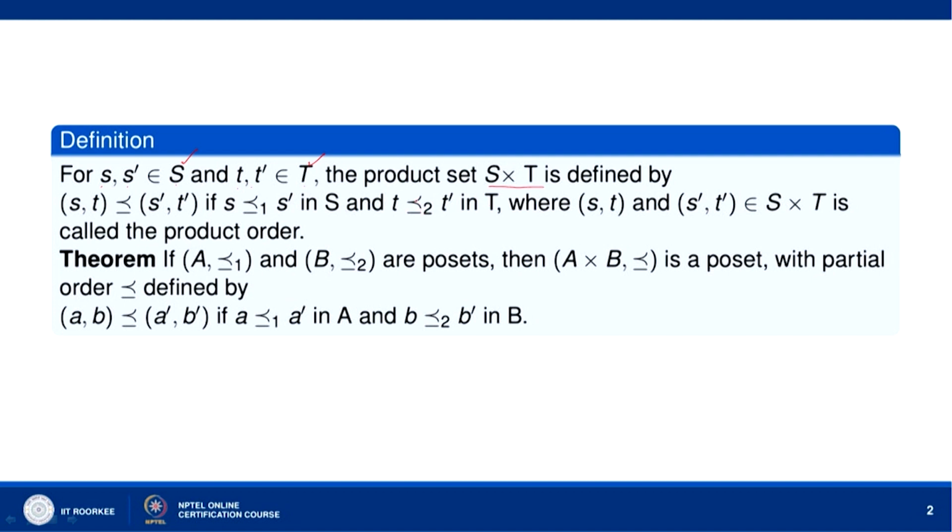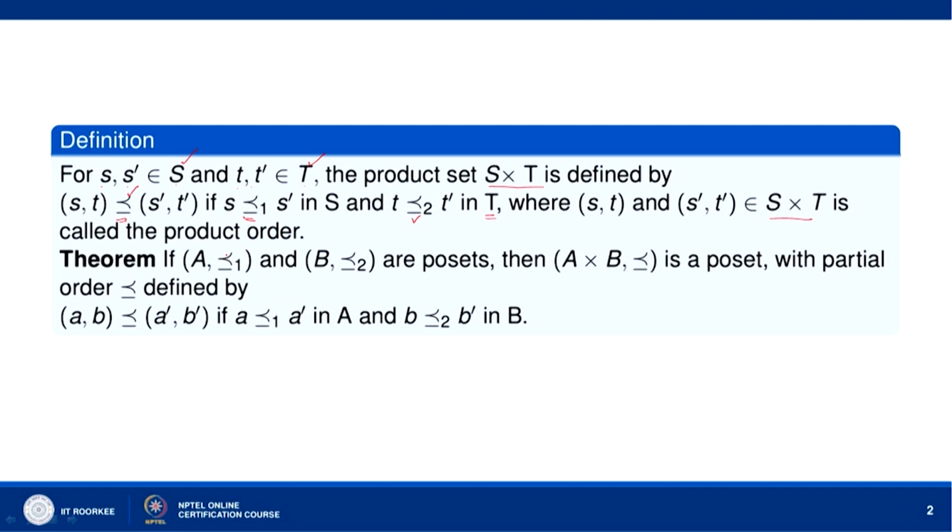This notation means it is the partial order relation in T, this is the partial order relation in S, and this is the partial order relation in S cross T. We shall show that this is a partial order relation in S cross T. So, if you take two sets S and T, then their product set S cross T is defined as (s, t) precedes (s', t') if s precedes s' in S and t precedes t' in T, where (s, t) and (s', t') belong to S cross T. This is called the product order.